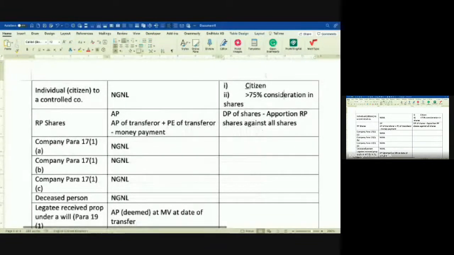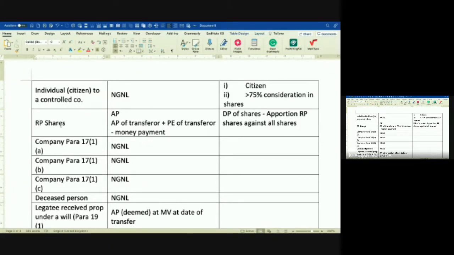All right, on top of that, the transferred shares here are known as real property shares. When the individual receives the shares, the shares become real property shares. Real property shares are subject to RPGT. So upon disposal of these real property shares, it's subject to RPGT. So you have to compute what would be the AP and the DP of the shares. When you receive the shares from the company, what is the acquisition price? It's not the consideration.